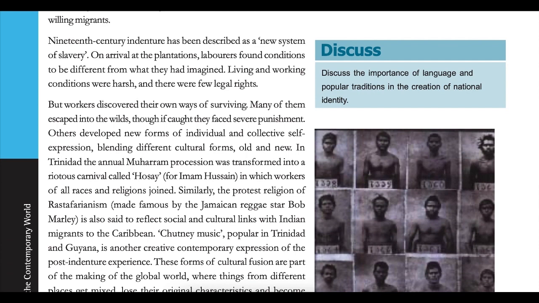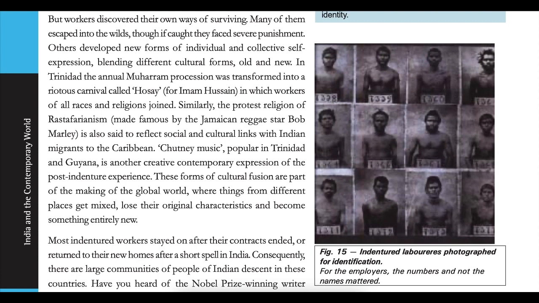On arrival at the plantations, laborers found conditions to be different from what they had imagined. Living and working conditions were harsh, and there were few legal rights. But workers discovered their own ways of surviving. Many of them escaped into wilds, though if caught, they faced severe punishment. Others developed new forms of individual and collective self-expression, blending different cultural forms, old and new.